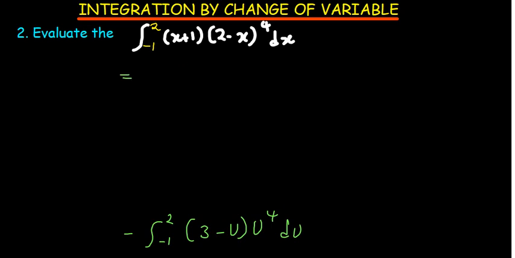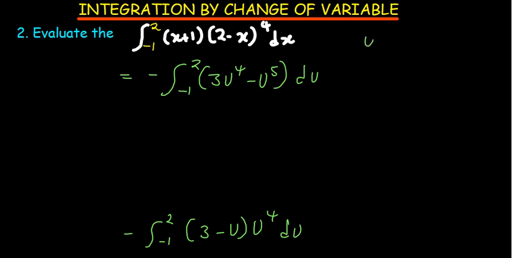So what we are going to get from here is negative the integral between 2 and negative 1, and what we are going to have is 3 times u, that is going to give us 3u to the power 4, and then negative u times u to the power 4, that will be negative u to the power 5, and then du. So from here I can as well simply swap the limits, but I can even leave them just like this.